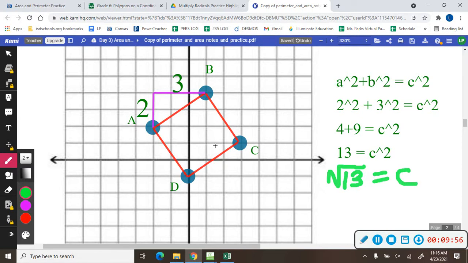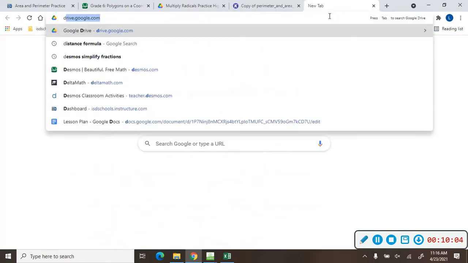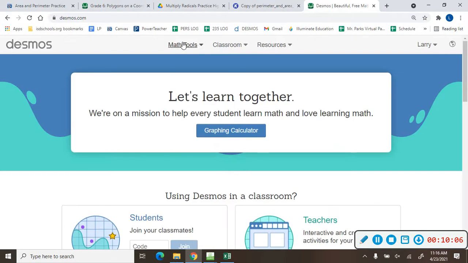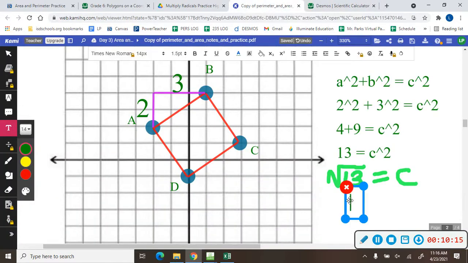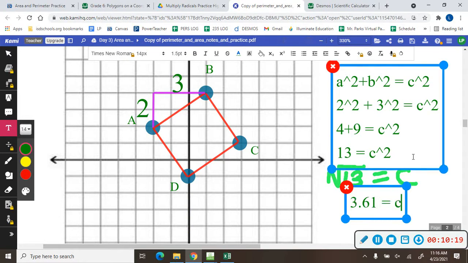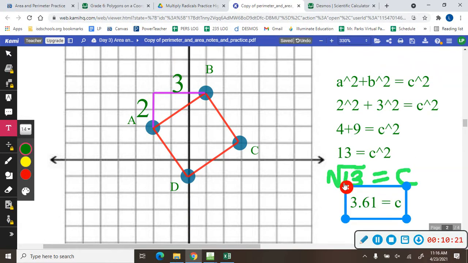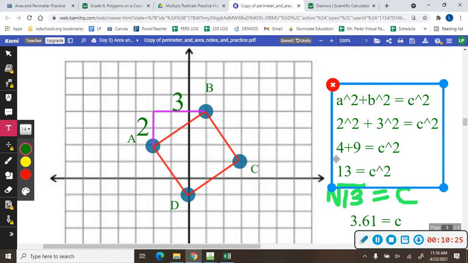And if you wanted to, you could type that in the calculator, or you could leave it as square root of 13, your choice. So if I type square root of 13 in the calculator, I get 3.61-ish. So I'd say 3.61 equals C. If they want you to leave it as a radical, leave it as square root of 13, maybe as a decimal, okay? Now we can go answer the question.